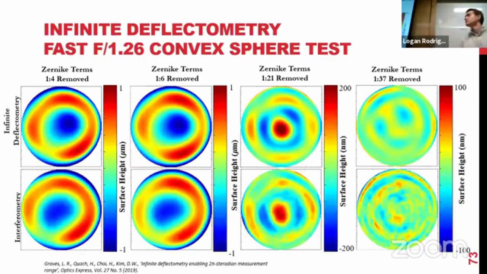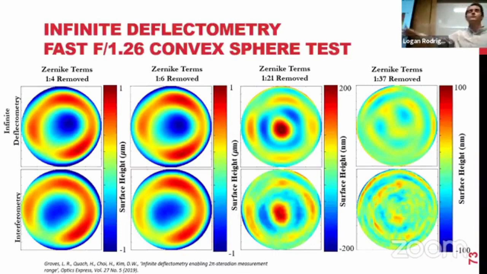So one thing I want to highlight before we delve into this is that earlier on in the mid picture, you might have noticed that the different methods were the columns and the Zernike terms were going down in rows. This is now switched for convenience. Infinite deflectometry is shown on the top row, interferometry is shown on the bottom row. We can see on the left-hand column, Zernike terms 1 through 4, so piston, tilt and defocus are removed from the surface. We're not considering it.